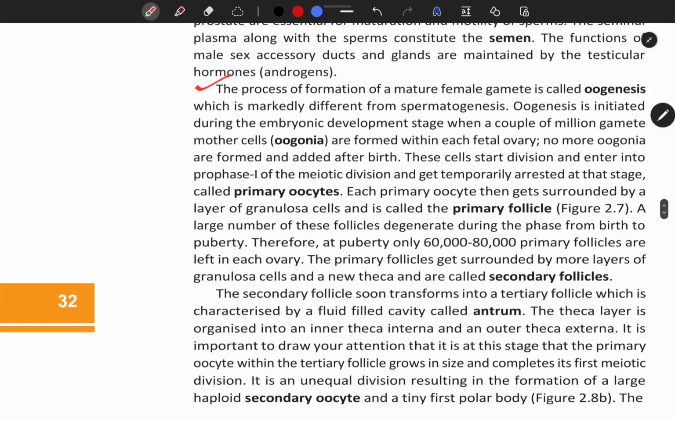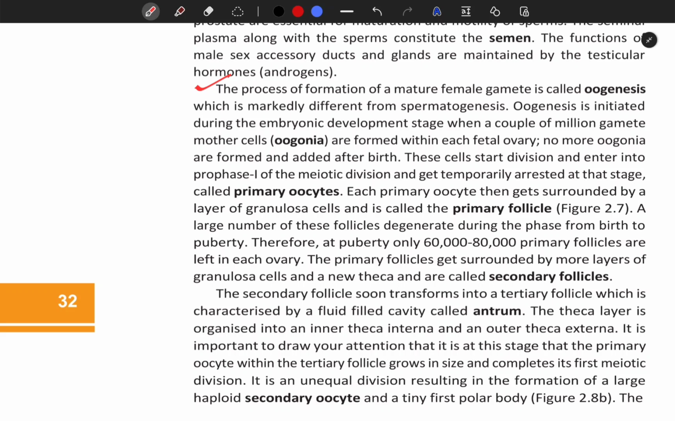The process of formation of a mature female gamete is called oogenesis, which is markedly different from spermatogenesis. Oogenesis is initiated during the embryonic development stage when a couple of million gamete mother cells, that is oogonia, are formed within each fetal ovary. No more oogonia are formed and added after birth.